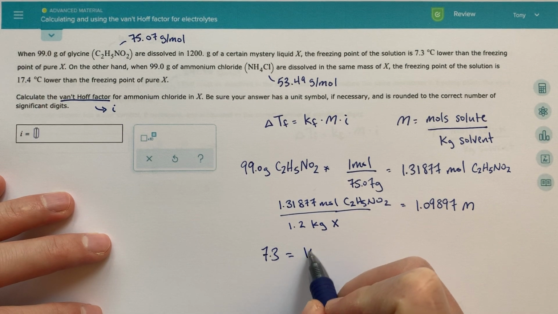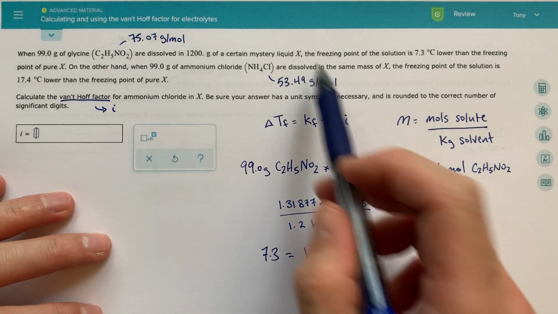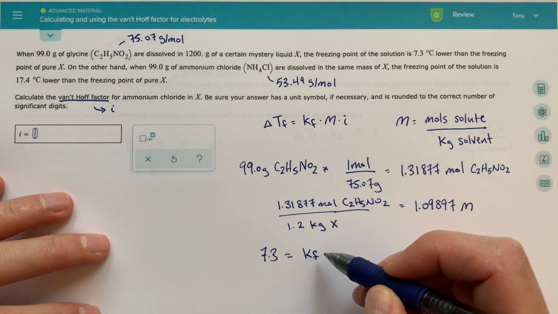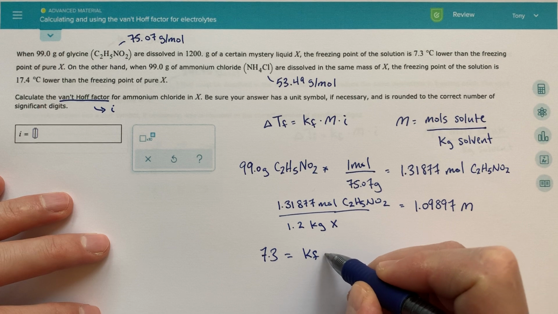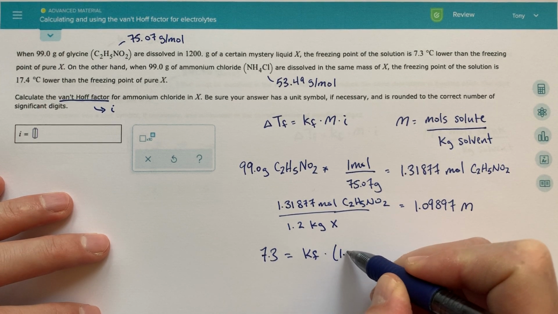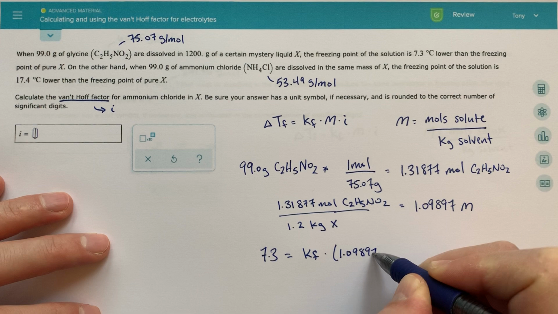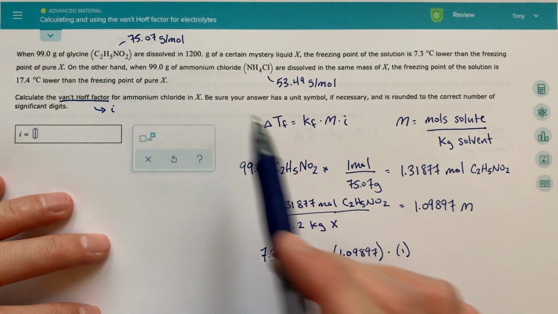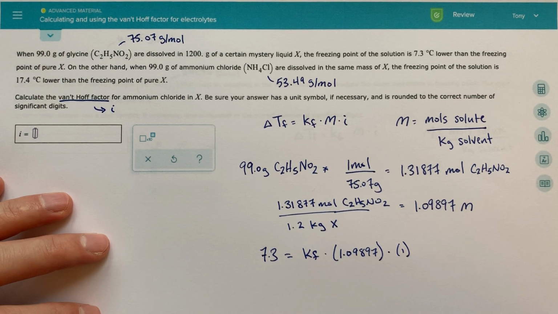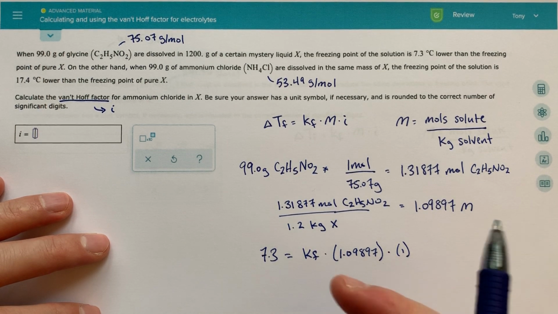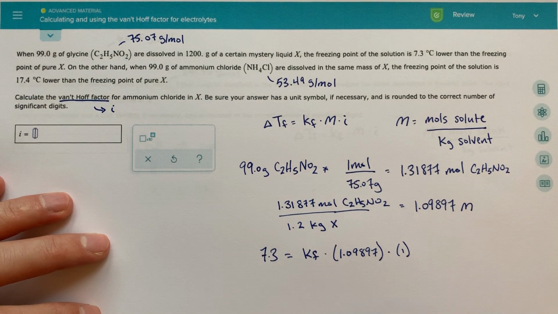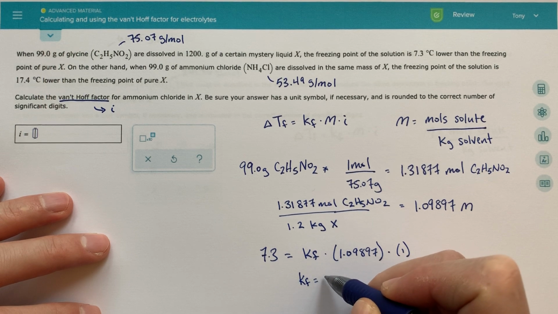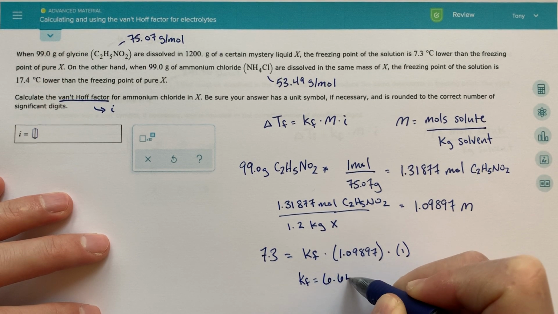That is going to be equal to KF, which is our unknown. We're not told what mystery liquid X is. We're not told what our KF value is. So that's what we're solving for. I'm going to use this molality that I just solved for, 1.09897. And then, like I said earlier, the van't Hoff factor for this first one using glycine is going to be 1. I know that, again, because it's a non-metal, it's a molecular compound. When we dissolve it, it's not going to break up into multiple pieces. So we'll go ahead and solve for KF here. And KF for our unknown solvent X is 6.64.